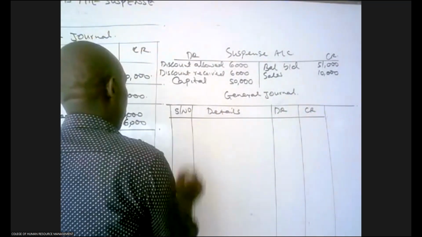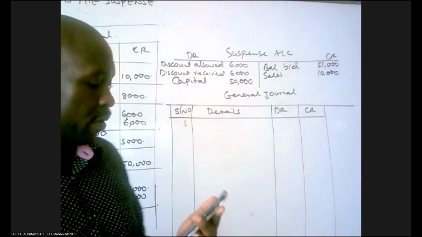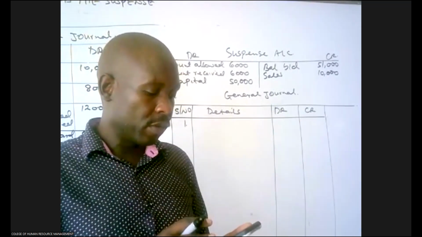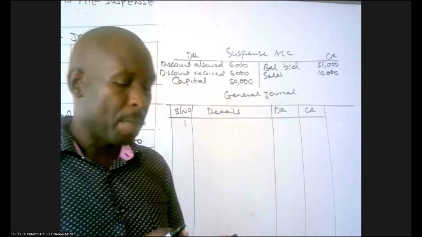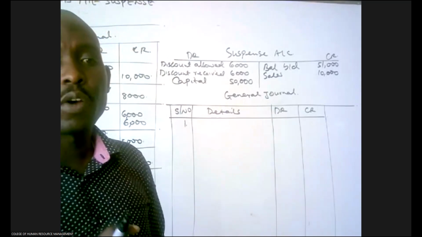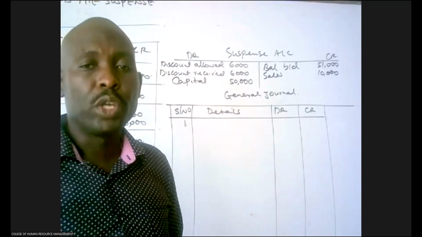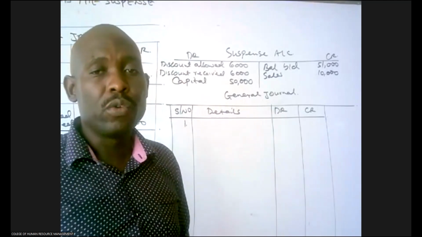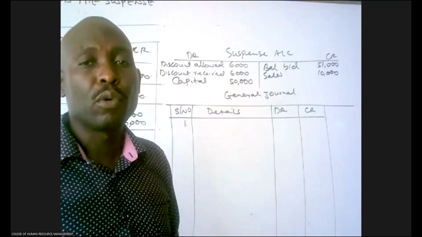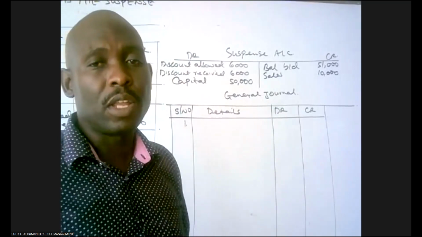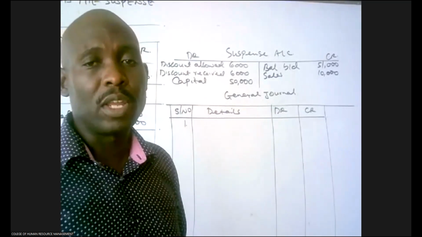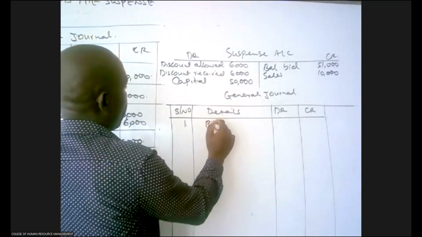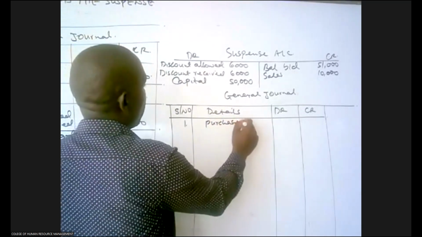Error number 1, it says this: failed to record purchase worth 25,000 bought on credit from Campesa Limited. Failed to record. That is an error of omission, which does not require suspense. So what do you do with the error of omission? You just post the transaction the way they could have been posted if they were to be posted in the ledger accounts. So when you purchase, always you debit the purchases.